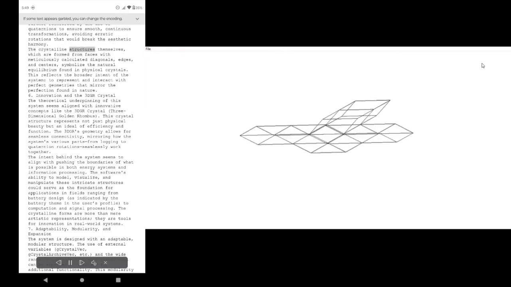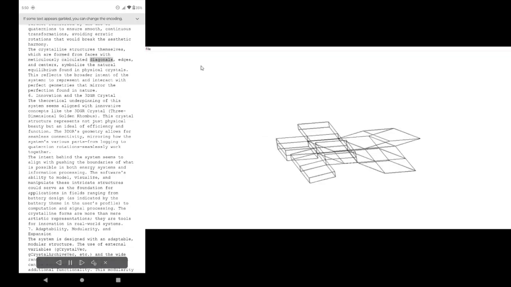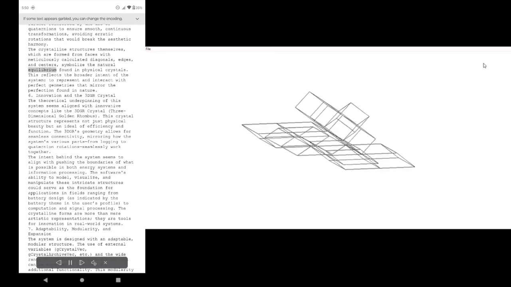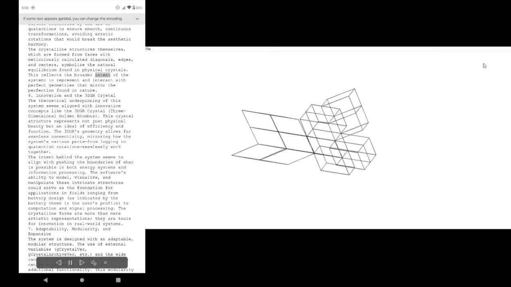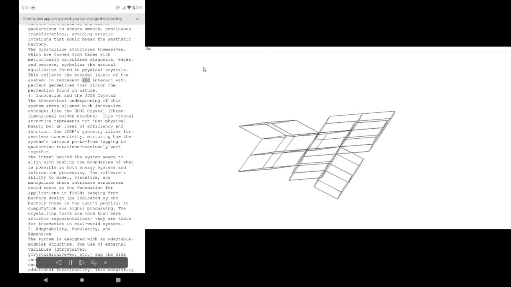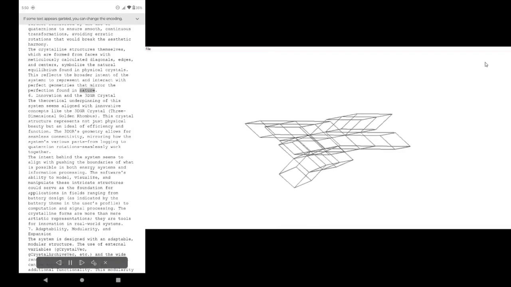The crystalline structures themselves, which are formed from faces with meticulously calculated diagonals, edges, and centers, symbolize the natural equilibrium found in physical crystals. This reflects the broader intent of the system, to represent and interact with perfect geometries that mirror the perfection found in nature.